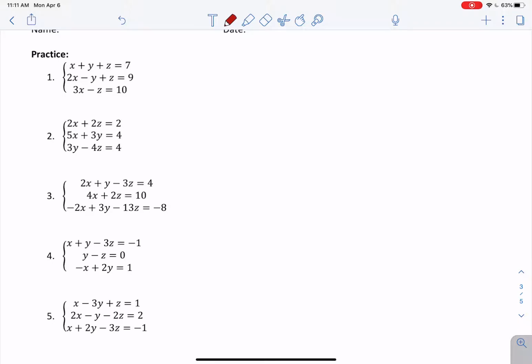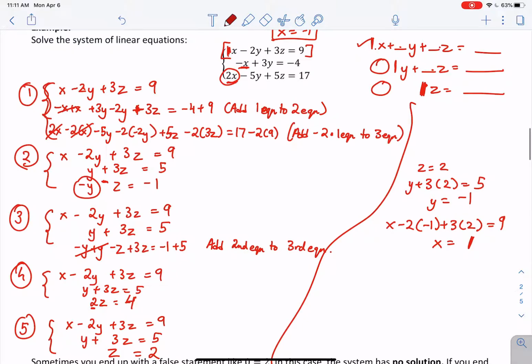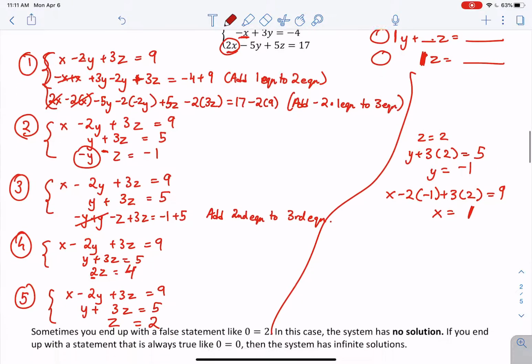So I have some practice systems for you to work on. But it's still kind of complicated doing it this way. There's a lot of x's, y's, and z's thrown around, and it makes it really confusing, and there's a lot of things to write down, so it is still not the easiest method to solve it.